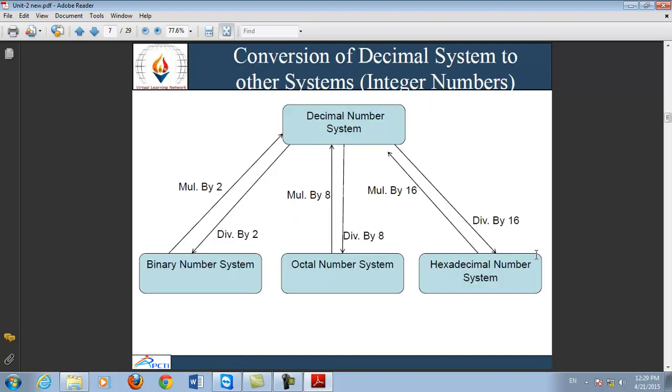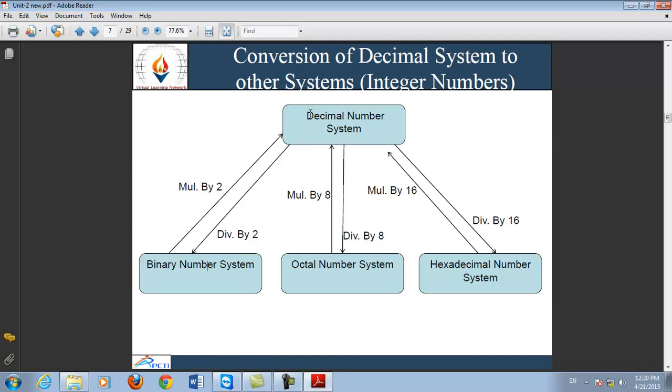The next topic is conversion of number systems. It means you can convert any number system into any other number system. For example, in this diagram you will see that the decimal number system can be converted into the binary number system, it can be converted into the octal number system, and similarly it can be converted into the hexadecimal number system. And similarly you can convert binary to the decimal number system, octal to the decimal number system, and hexadecimal to the decimal number system. This is the process of conversion.